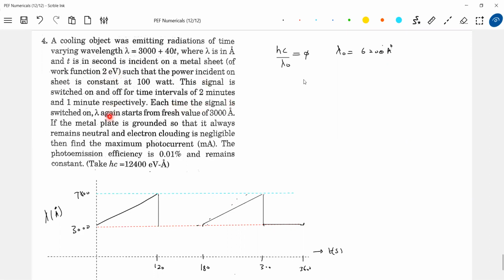Each time the signal is started again, this is the condition he has put. Find the maximum photocurrent. The photoemission efficiency is given. So he's asking to get that maximum photocurrent. How to reach all these things, where the lambda is variable, that too is a big problem. So the cutoff wavelength is 6200, no, the 6200 mark, we'll put that mark here.